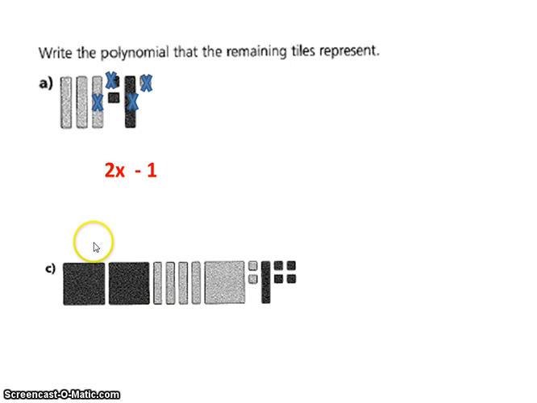Okay, so we notice that we've got this big black one that would cancel out that white one over there. And we can go ahead and cancel out this one with one of these. So we cancel those out. And we see we've got two of these white ones, which we can cancel out with two of those. And what we're left with is negative x squared plus 3x minus 2.